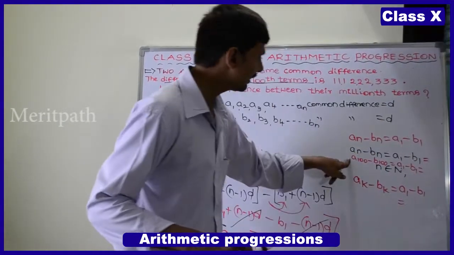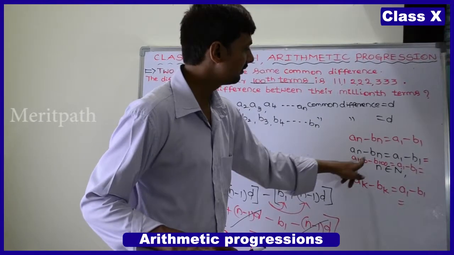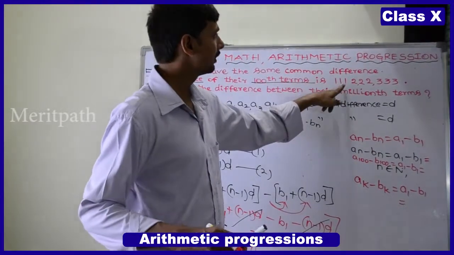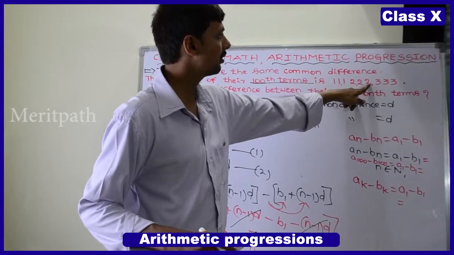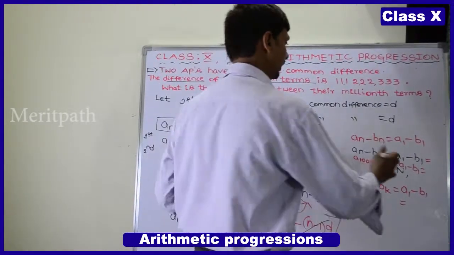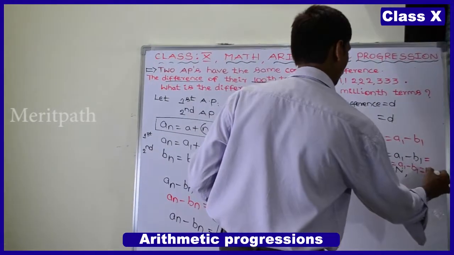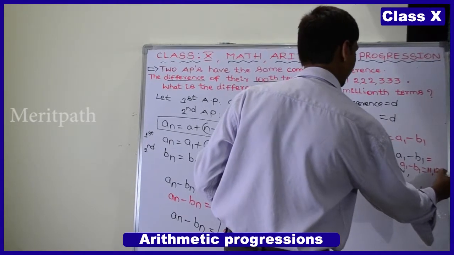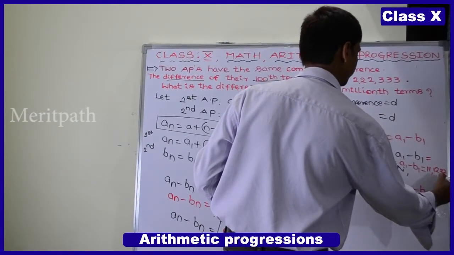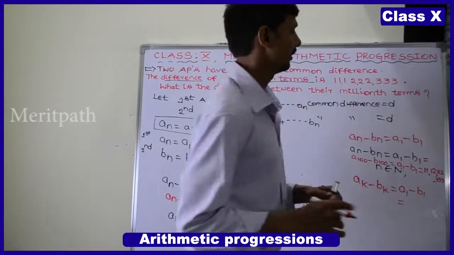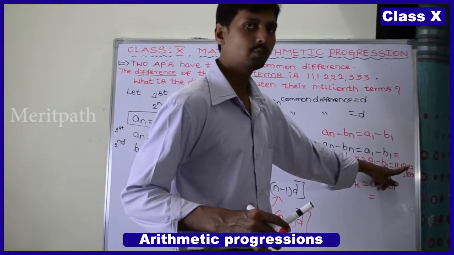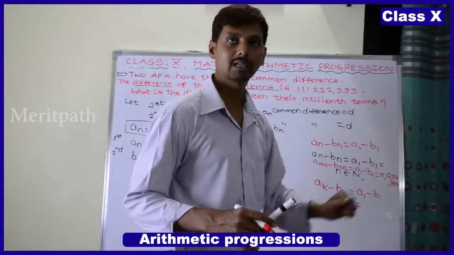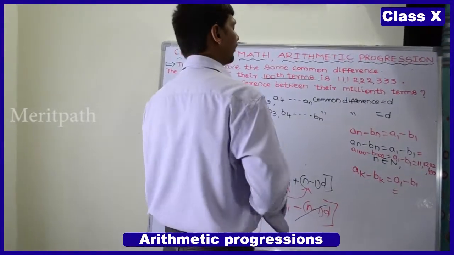So we know that the difference between their 100th terms is 11 crore 12 lakhs 22,333. So it becomes here 11 crore 12 lakhs 22,333.